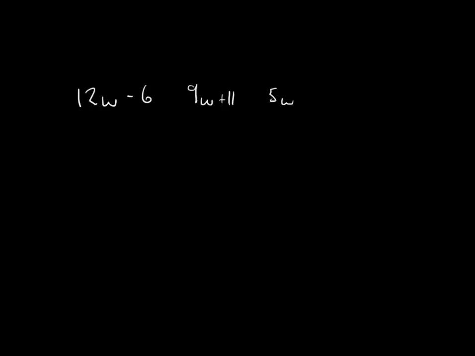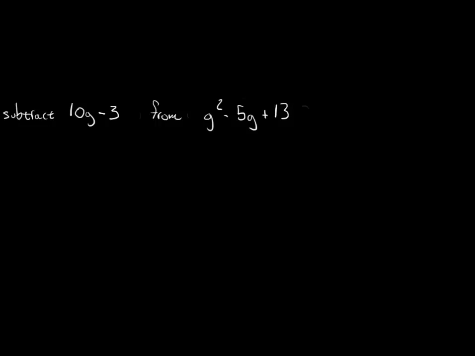Number three, find the sum of these three polynomials. Sum means I'm adding them together. How many w's? Positive 12, positive 9, and positive 5. So that's a total of 26w. And the negative 6 and the positive 11, that's positive 5. Just combining like terms.